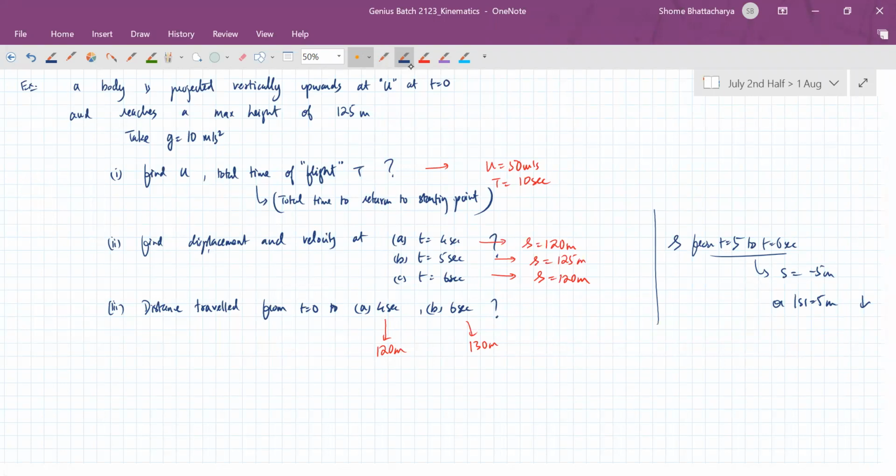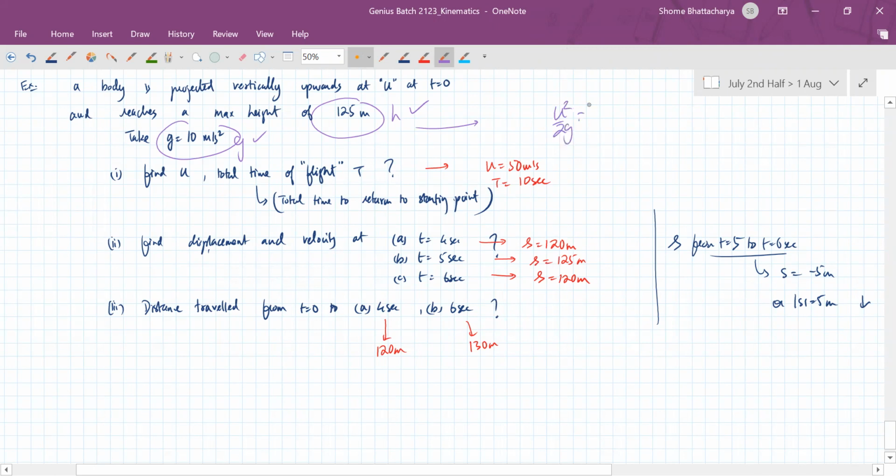Now see, I'll tell you the easiest way that I can figure out of doing this question. One is that, of course, start with the formula. So what is given to you is maximum height. And of course, we know the value of g. So from this, what we can calculate? u square by 2g is equal to H. So we can calculate u. So it's 50 meters per second.